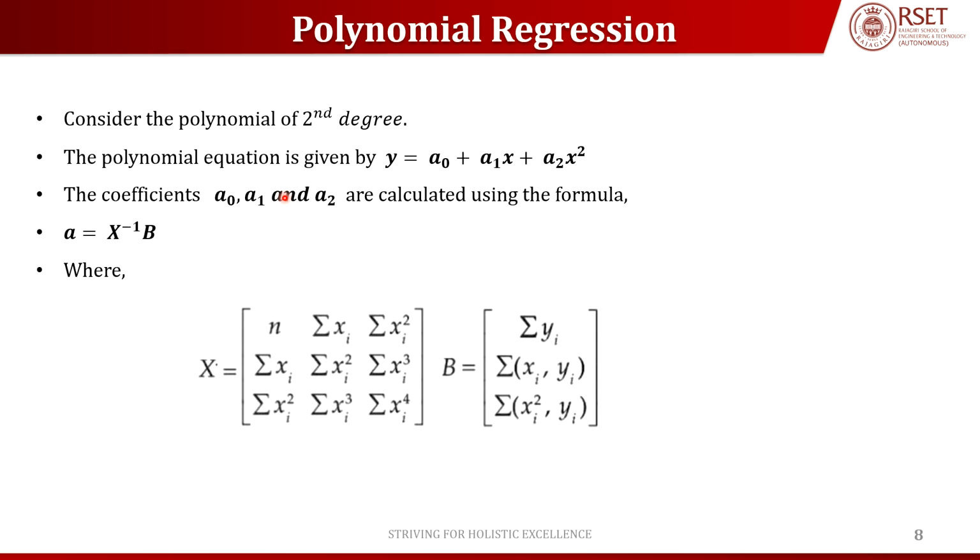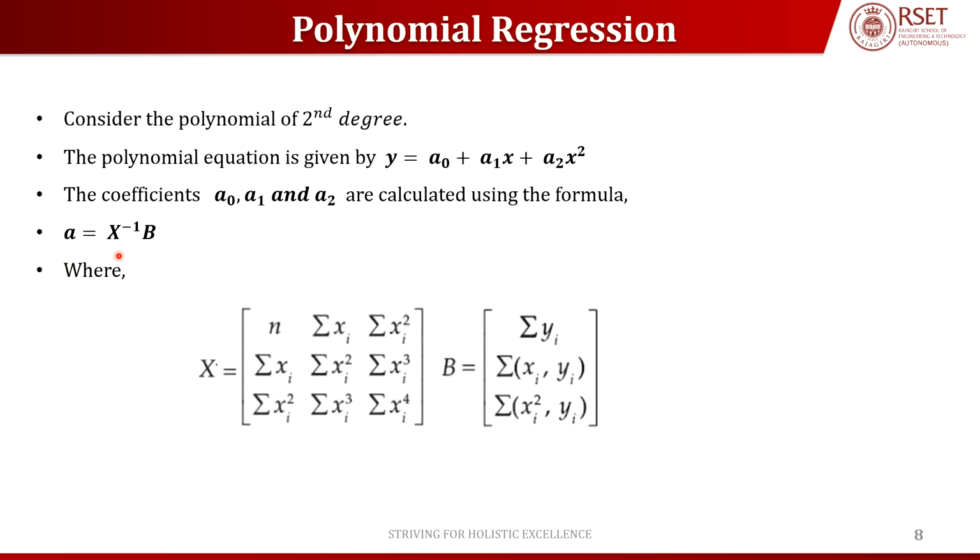Here we can consider a second degree polynomial and see how we can solve it. The polynomial equation is given by y is equal to a0 plus a1x plus a2x square. The regression coefficients are a0, a1 and a2, and we have to calculate them. Here I have used the matrix method for calculating them. We have already seen in multiple linear regression how to solve the regression using a matrix method.